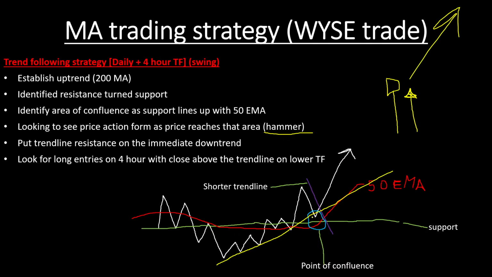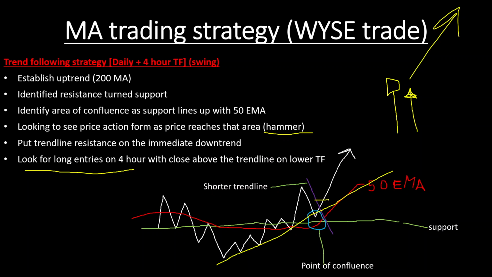here. And then we want to look for long entries on 4 hour with close above the trend line on a lower time frame. So once we put that trend line into place, we want to go down to the 4 hour time frame and then look to see long entries as price closes above this trend line. So if we shift down to the 4 hour time frame, we'll see bullish candles closing above this trend line. As soon as we see that, we see the momentum coming into play.